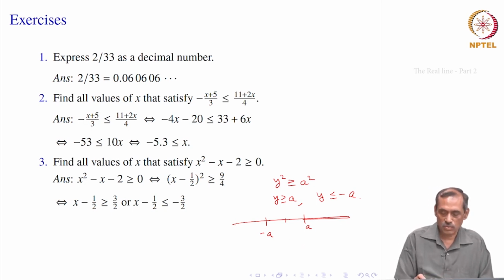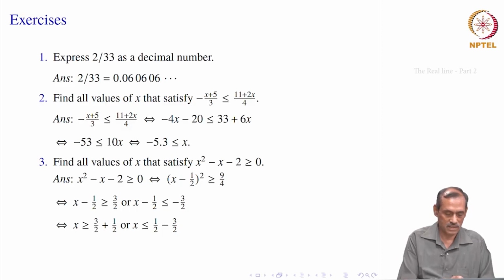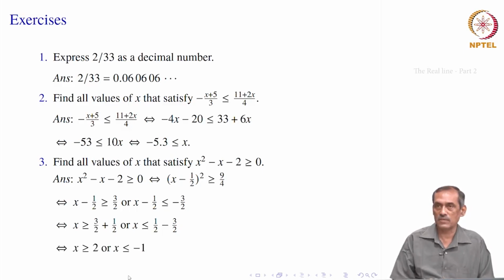So, this inequality with the squares, we can write this as x minus half which is your y greater than or equal to positive 3 by 2, or x minus half is less than or equal to the negative, minus 3 by 2. And that gives you the first one, we take half to the other side, x is greater than or equal to this, or x is less than or equal to half to the other side and this, and simplify it. So, x is greater than or equal to 2 or x is less than or equal to minus 1.